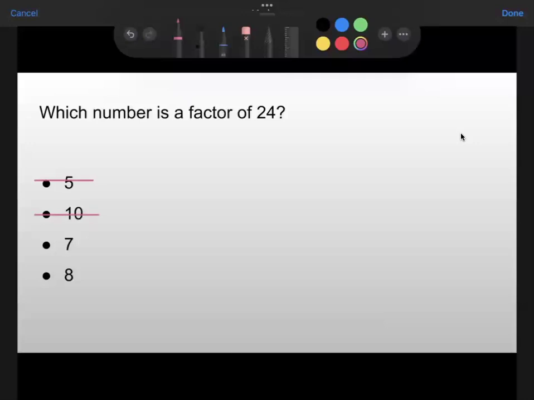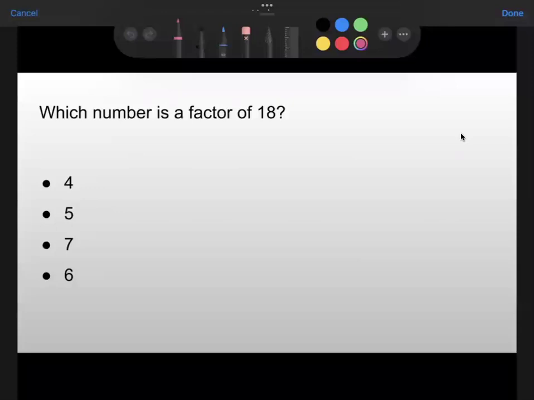Now, 24 divided by 7, I don't think that goes in evenly. I think you would have a remainder. So I don't think 7 is going to work. Now, the only option left is 8. So I'm going to circle that one, but I am going to check it. 24 divided by 8 is 3. So that does work. There'd be no remainder there. So the only number from this list that is a factor of 24 is 8.